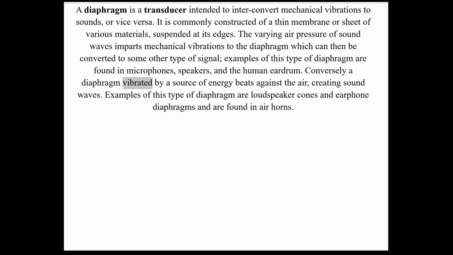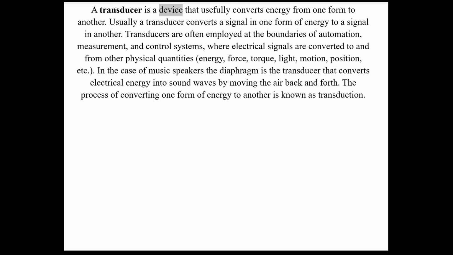Conversely, a diaphragm vibrated by a source of energy beats against the air, creating sound waves. Examples of this type of diaphragm are loudspeaker cones and earphone diaphragms, and are found in air horns. A transducer is a device that usefully converts energy from one form to another. Usually, a transducer converts a signal in one form of energy to a signal in another. Transducers are often employed at the boundaries of automation, measurement, and control systems, where electrical signals are converted to and from other physical quantities: energy, force, torque, light, motion, position, etc.